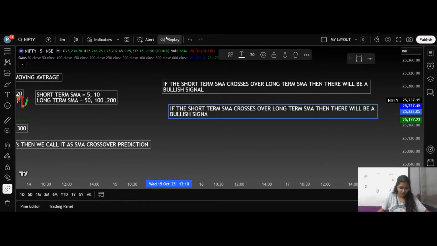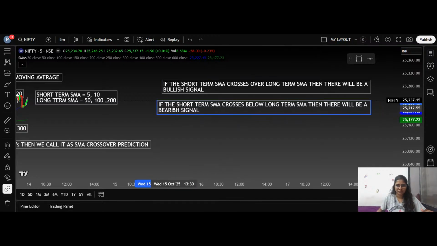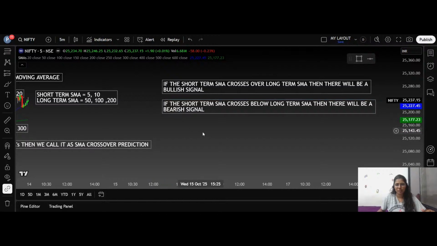And if the short-term SMA crosses below the long-term SMA, then there is a bearish signal. So here I wrote the prediction.